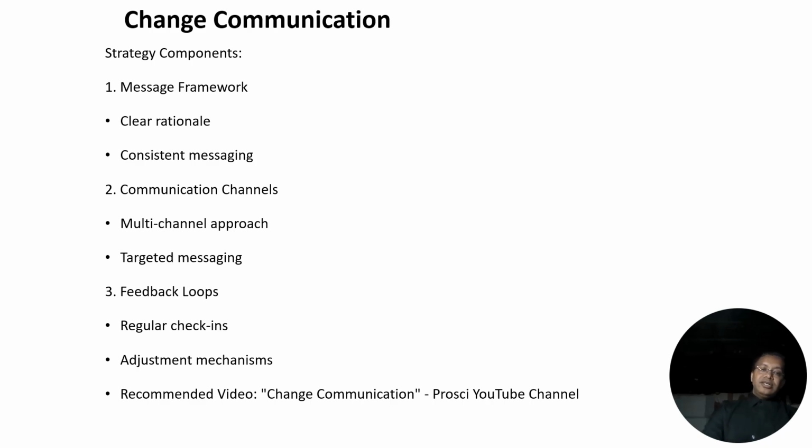The communication channels that are integral to change communication, you have to have multiple channels to make sure that everybody understands it in ways that they are comfortable. And also, it should be targeted messaging of those organizational members and stakeholders that are affected by change. You have to, as an agile leader, create feedback loops, do regular check-ins, make those adjustment mechanisms, which are extremely important from time to time, address concerns on a timely basis, provide feedback.